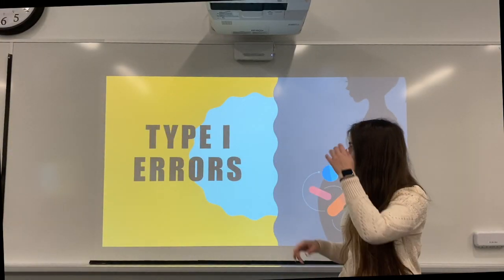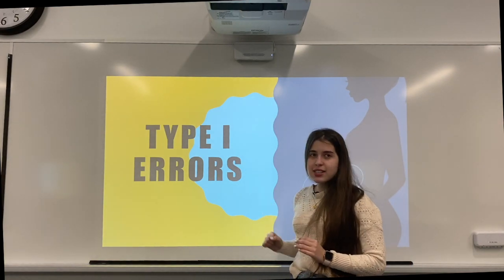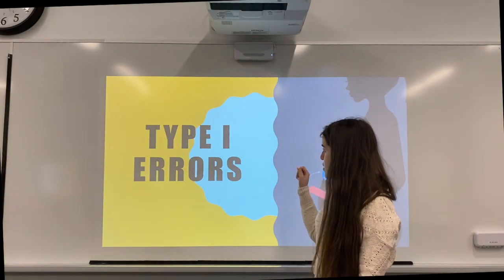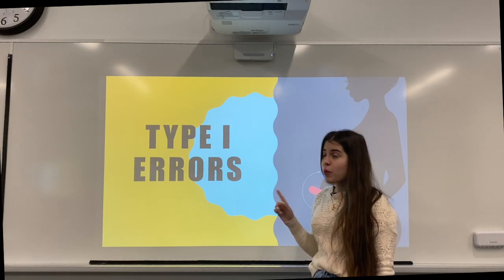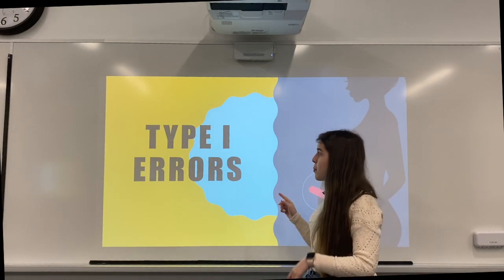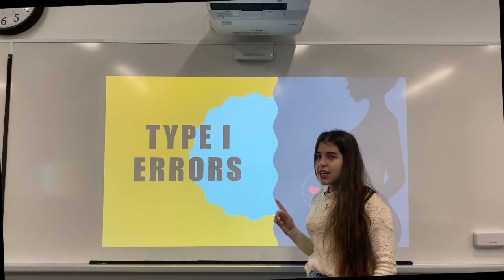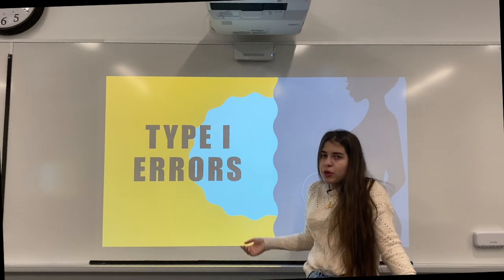Now, we're going to talk about type 1 errors. What are they? They occur when the researcher rejects the null hypothesis when it's true. The probability of committing this type of error is called the significance level, which is also called alpha.